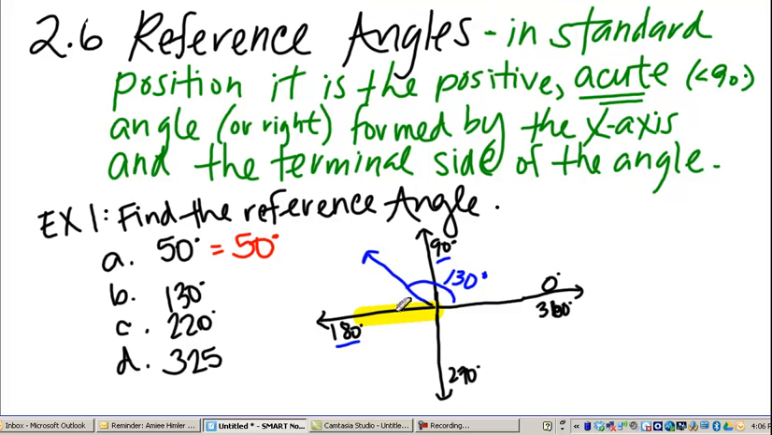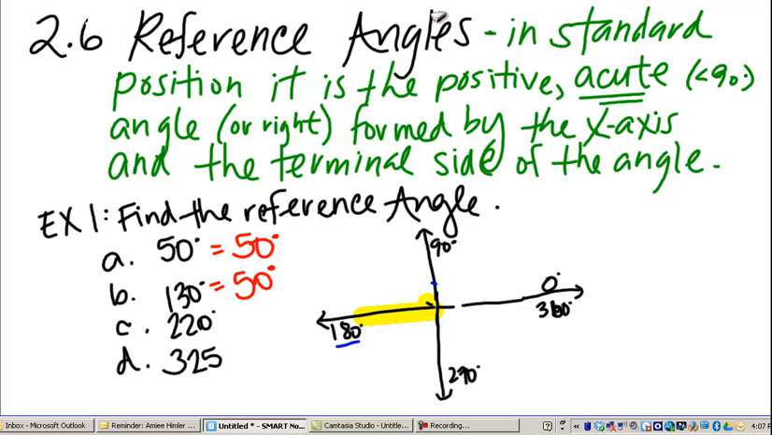So the acute angle, I think some of y'all probably already figured it out. We're using this x-axis going up to here. What is the degrees from 180 to 130? If you said 50 degrees, you are correct. So this distance would be 50 degrees. So the reference angle of 130 degrees is 50 degrees. Okay? Pause it and rewind it if that does not make sense. If it does, we're going to move on.